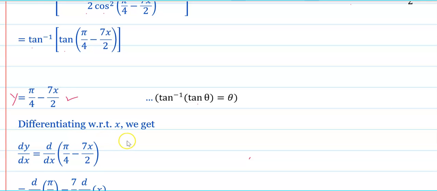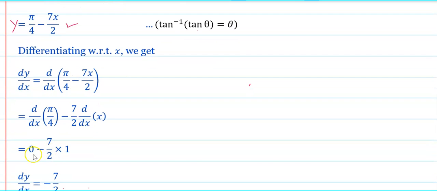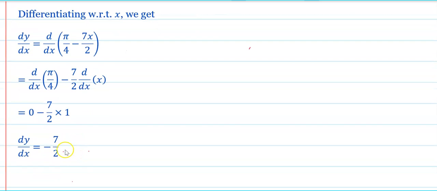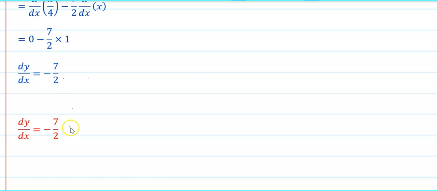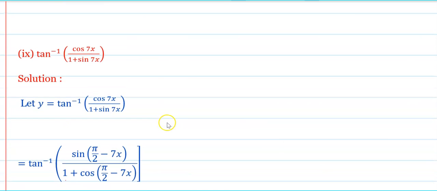Differentiate this with respect to x. You will get dy by dx is equal to d by dx of pi by 4 minus 7x upon 2. Pi by 4 is a constant. Derivative of x is 1. 7 by 2 is a multiplicative constant. Hence, 7 by 2 into 1, and hence the answer is minus 7 by 2. Now you can see here.